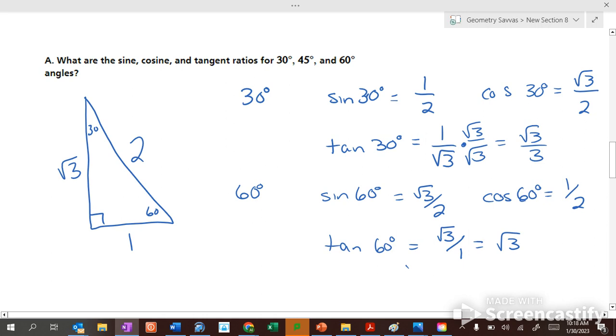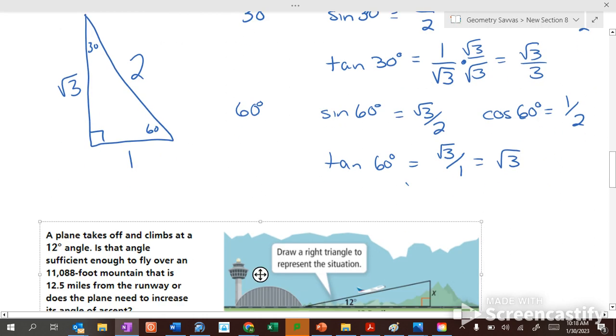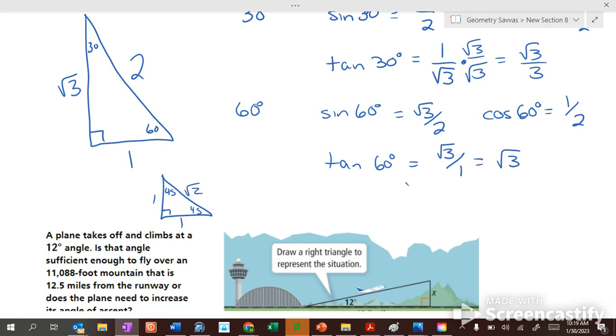Okay? Now, let's do a 45, 45, 90. Boy, I kind of ran out of room here, but we'll make it work. So if this side's 1, what's this side down here? 1. And what's my hypotenuse? Square root of 2. Remember, it's an isosceles triangle. So each of the sides are the same, and the hypotenuse is square root of 2 times it.